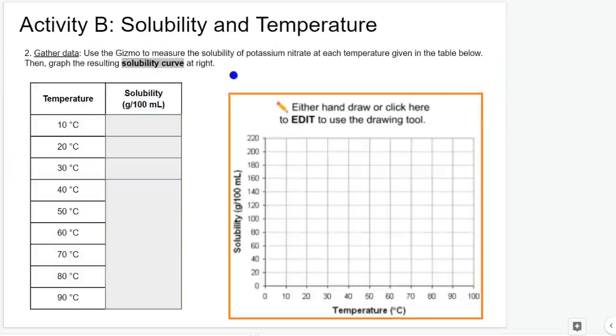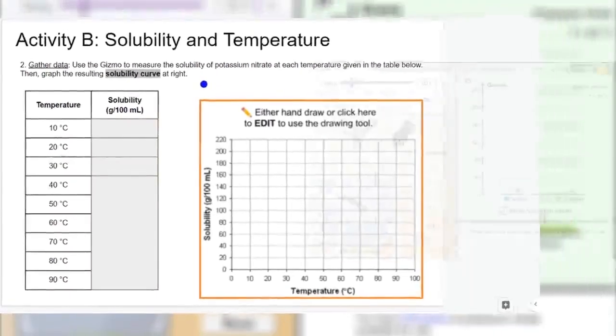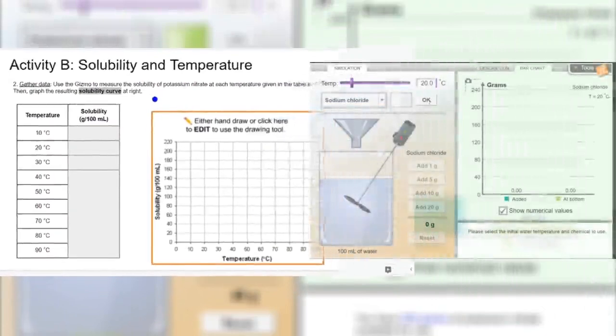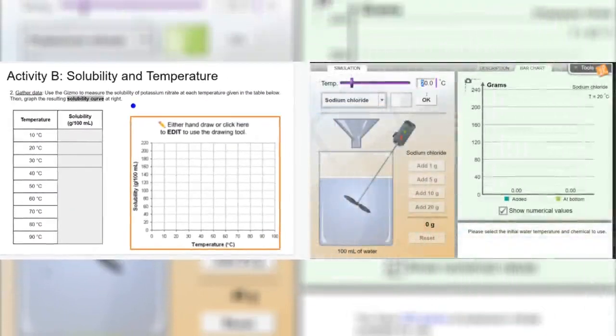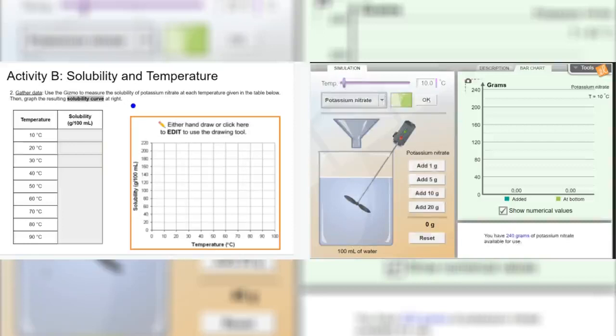So in step 2, we're now going to be gathering data so we can build our own solubility curve. First, we need to fill out our data table. So I'm going to set my simulation to 10 degrees Celsius and potassium nitrate. And I'm going to add as much as I can, 10 grams at a time, until I can dissolve no more.